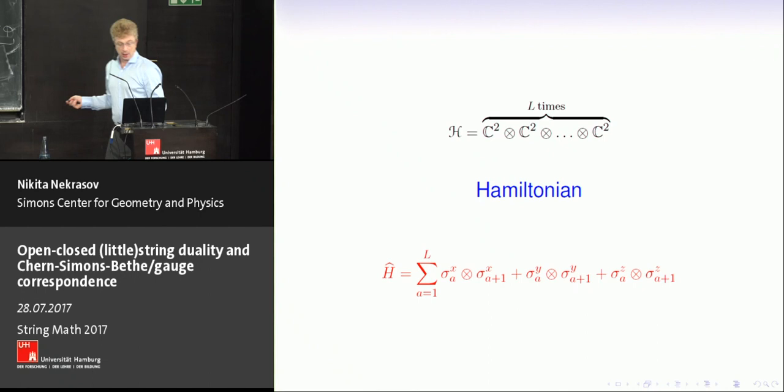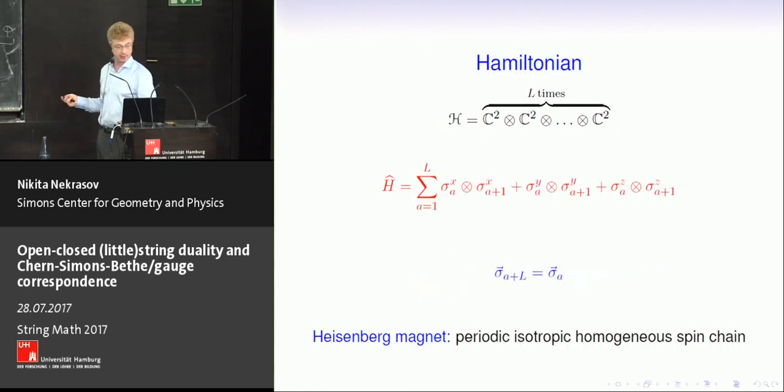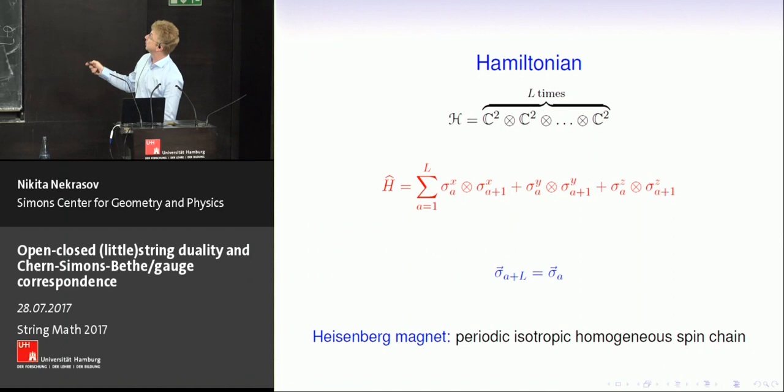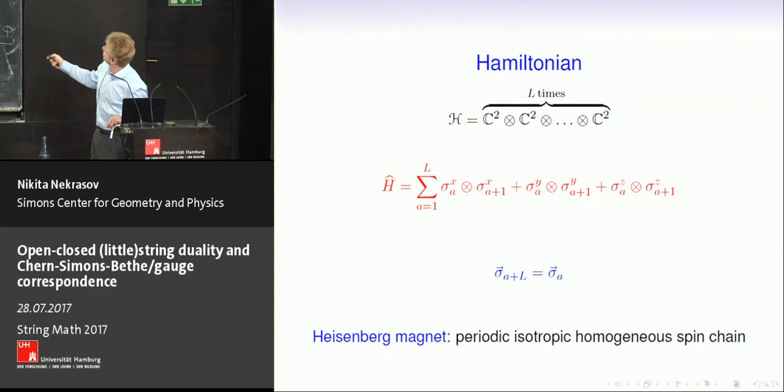So it turns out that this Hamiltonian, which Heisenberg introduced as the simplest model of a one-dimensional ferromagnet, with the periodic identification that the last spin is the first one, so the shift by L acts trivially on the spin matrices. So these are just Pauli matrices attached to the spin sites. So this system is called the Heisenberg magnet, and in more detailed nomenclature, this is a periodic isotropic homogeneous spin chain. So it's periodic, this is a periodicity condition. It's isotropic because all the coefficients of all spin-spin terms are equal, and it's homogeneous. As you can see, you can shift, so there is a shift symmetry here.